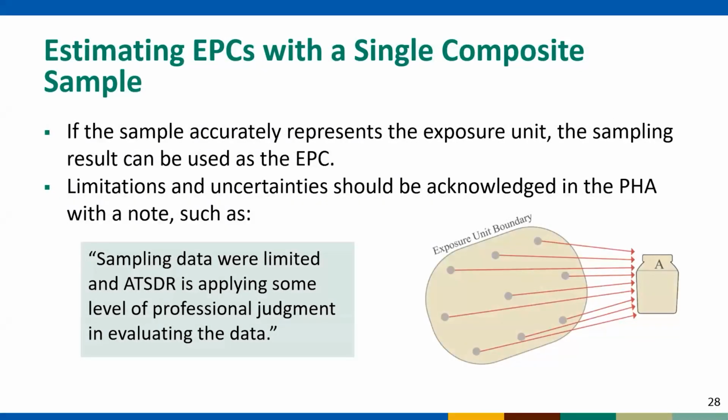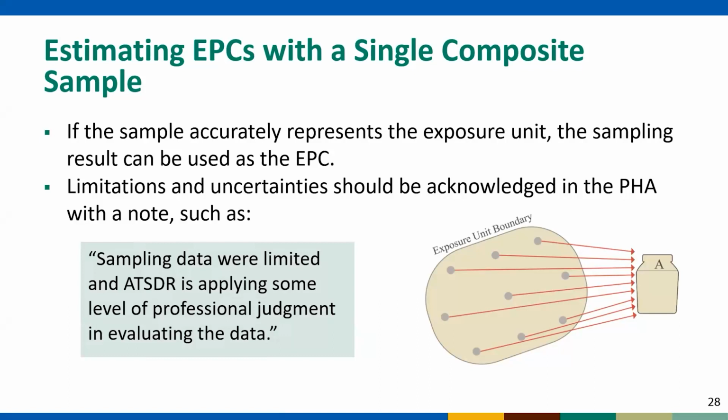Once you've determined that the data are appropriate for use in the PHA, the way the EPC is estimated depends on how many composite samples were analyzed for a given exposure unit. With a single composite sample, the results from the sample may be used as your EPC. You can see that on the slide, where we are showing a single composite sample labeled A, which is made of 9 evenly spaced grabs from within the defined exposure unit.